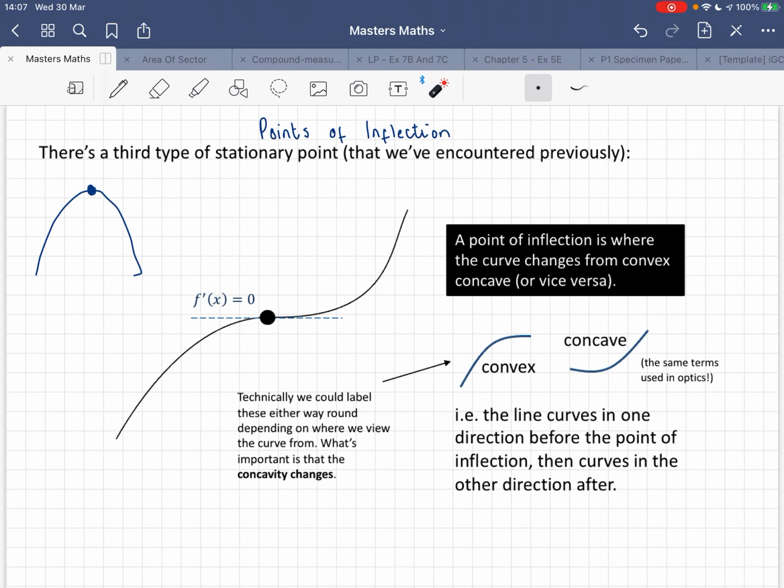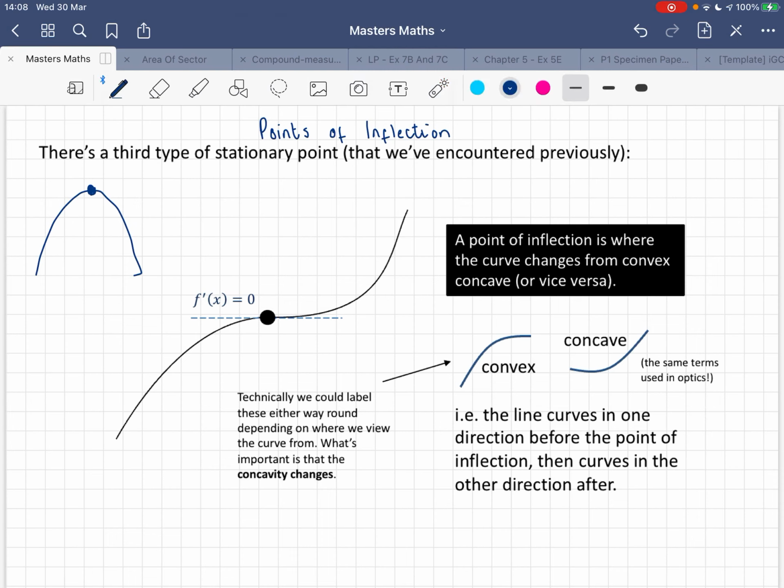What does change is that it changes from convex, so convex being like this shape, to concave like this, which you probably come across in science, with lenses, you have a convex and a concave lens. Same in optics. But basically the line curves in one direction before your turning point, before your point of inflection, and it curves in the other direction afterwards, but it's still continuing in the same general direction. It's still increasing and continues to increase after the point of inflection.